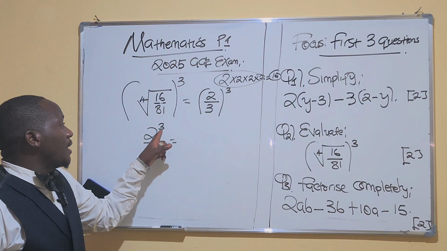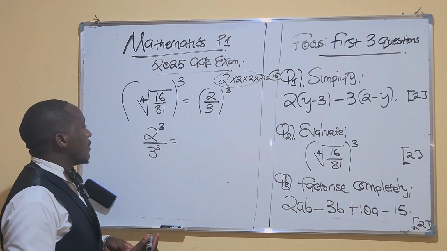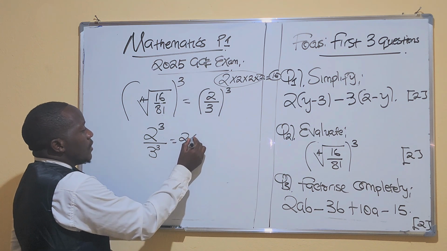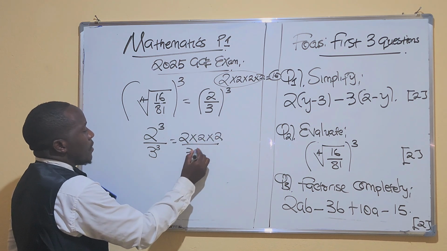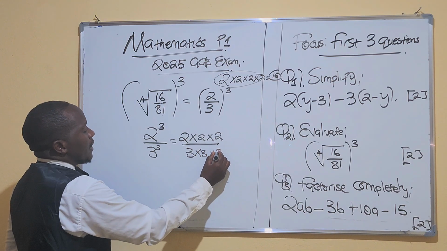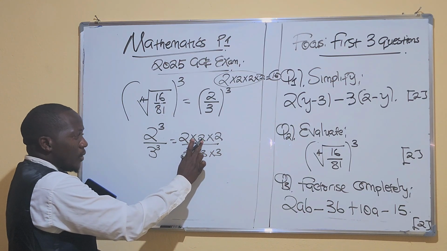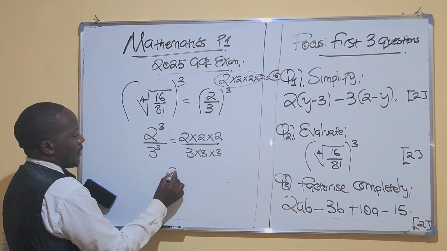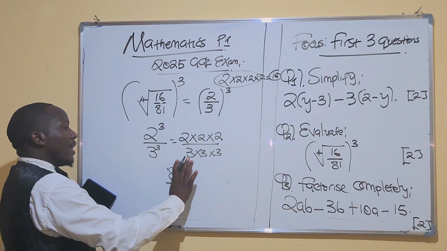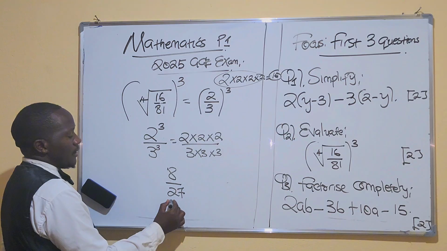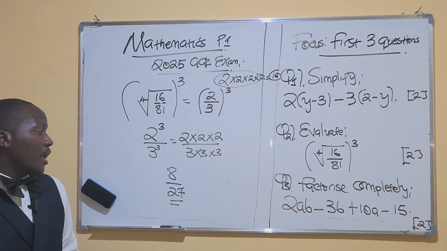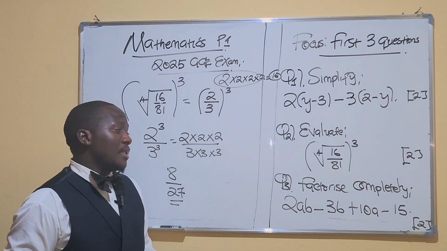And the power indicates how many times a number is appearing, which means this is going to be 2 multiplied by 2 multiplied by 2 over 3 multiplied by 3 multiplied by 3. So 2 times 2 is a 4, times 2 is going to give us 8 over 3 times 3 is a 9, times 3 is going to give us a 27. So the correct answer here is 8 over 27.